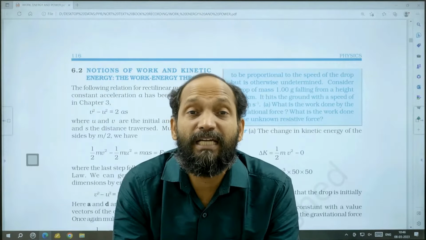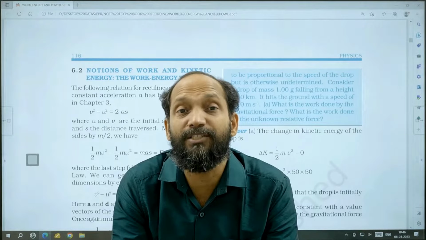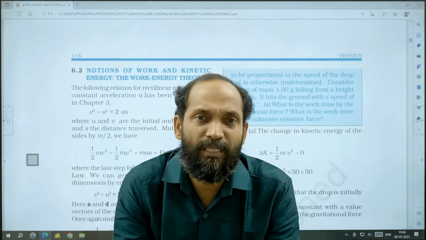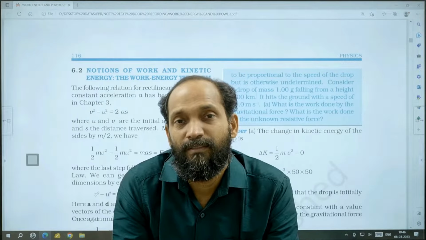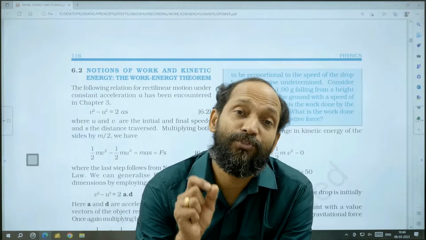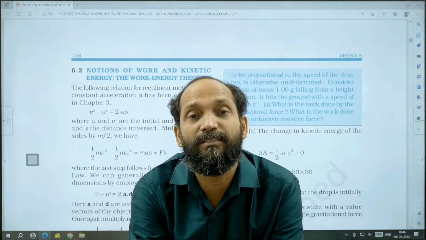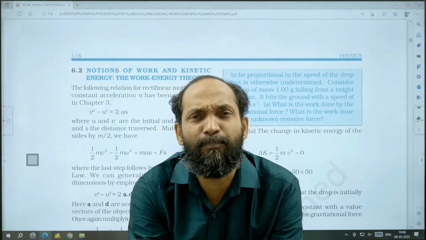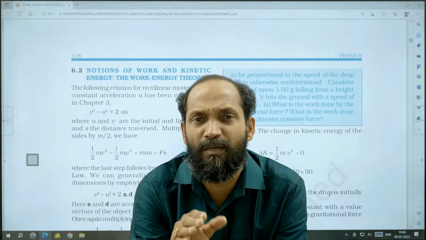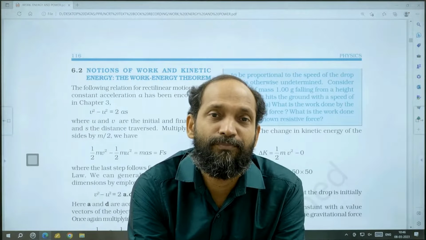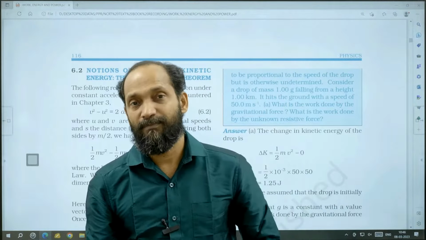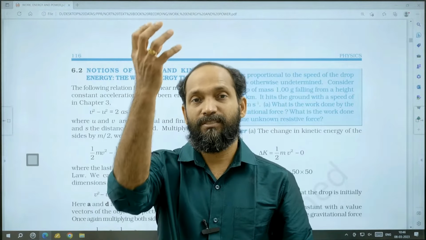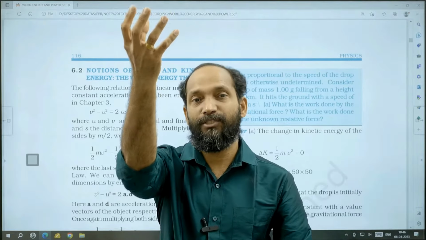Work done by conservative forces can decrease potential energy. How can you justify this? If a conservative force is doing positive work, then definitely potential energy has come down. Let us justify using the more popular case, gravity. An object is taken from a height to a lower height.